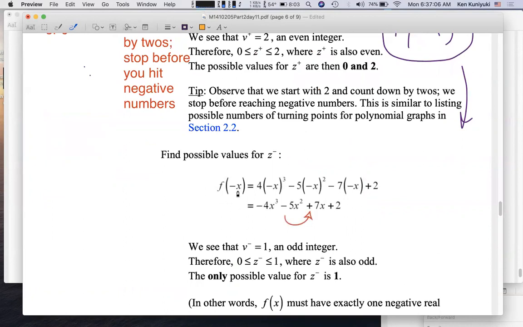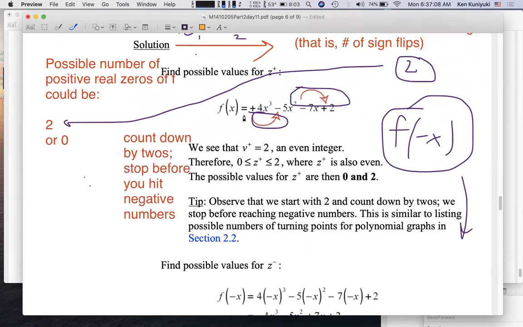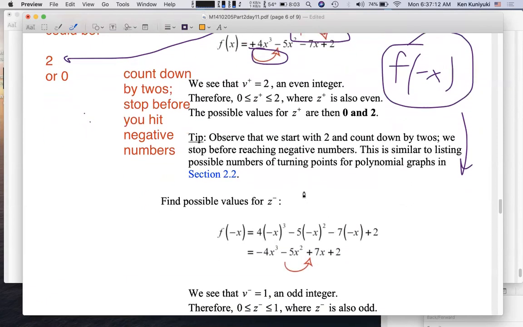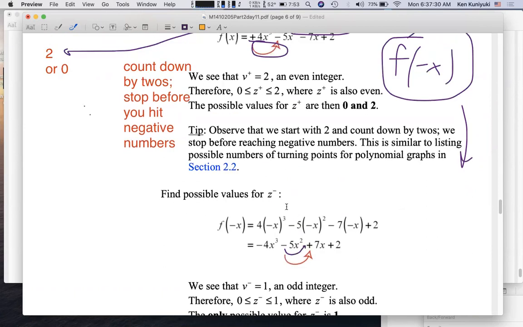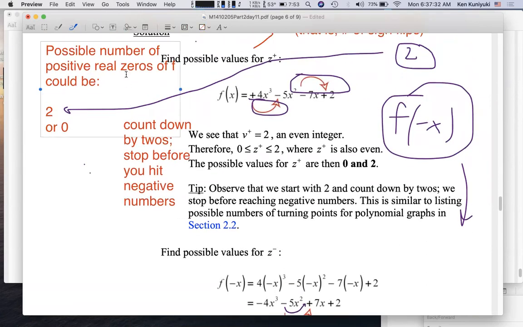So consider f of opposite x. Every time you see an x in the rule for f of x, replace or substitute with the opposite of x in parentheses. So we get this, and we simplify. We get negative 4x cubed minus 5x squared plus 7x plus 2. This time, we have only one sign flip or sign variation from here to here. So what are the possible number of negative real zeros of f?